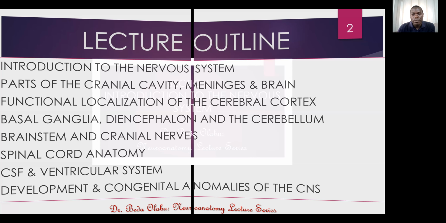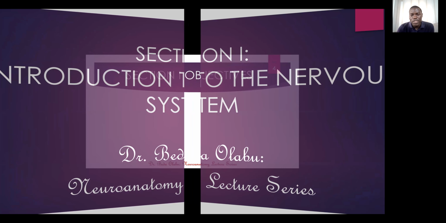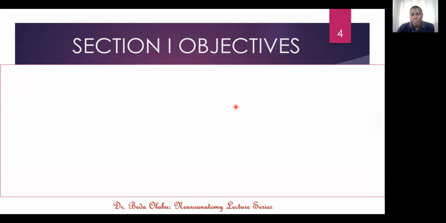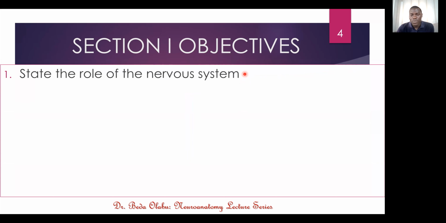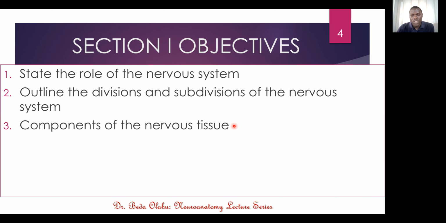So for today, we look at the first section of neuroanatomy, which is going to focus on introduction to the nervous system. This will be a light lecture for you because most of what is here is what you've actually done. So a lot of this will be just revision. We are going to state the role of the nervous system. We're also going to outline the divisions and subdivisions of the nervous system. After that, we look at the components of nervous tissue. And this is one of those that you've actually done, so we'll just rush through it in brief.